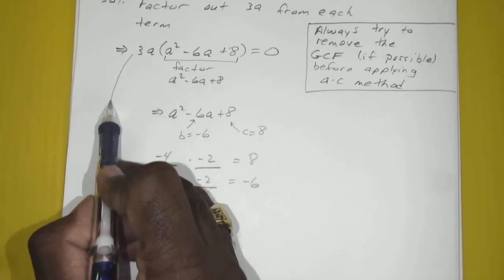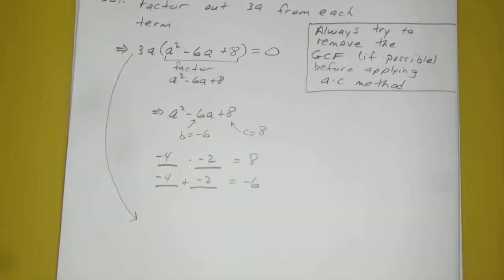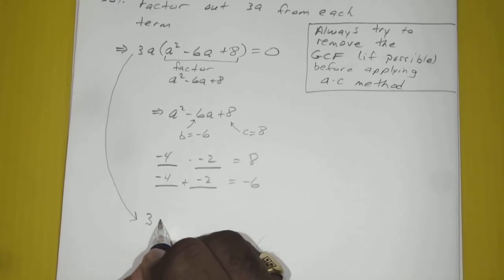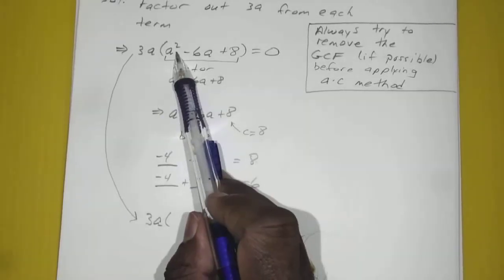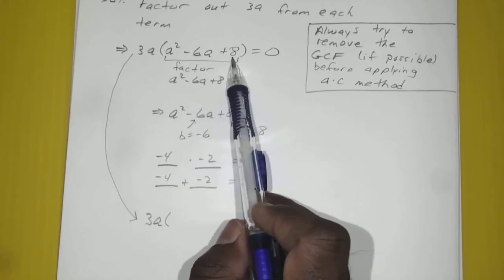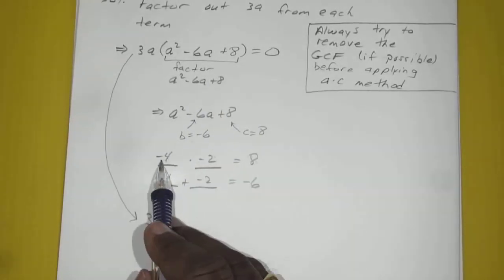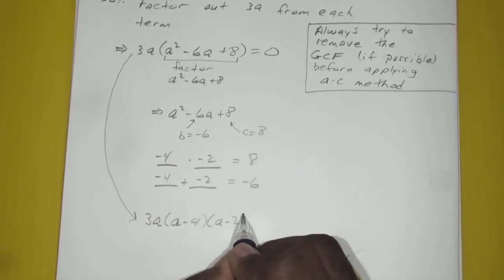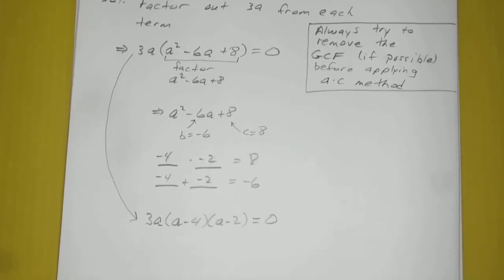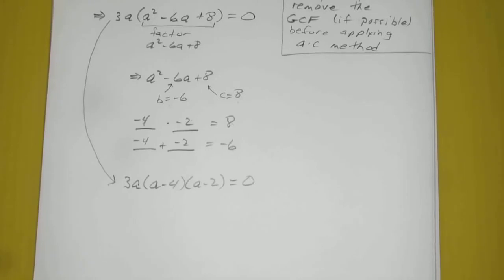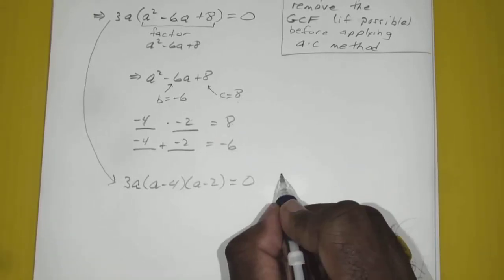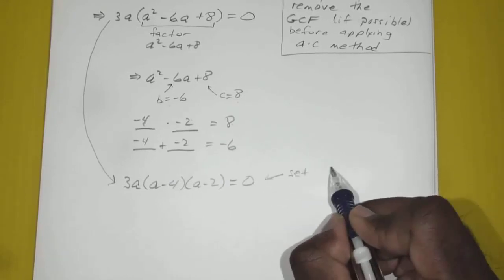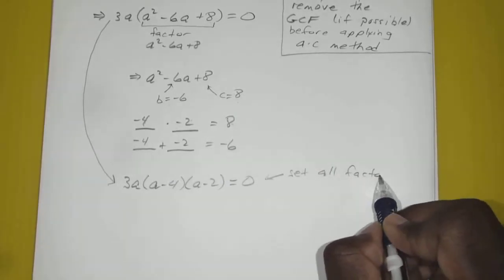Okay, so always remember the value that you factored out. So you have 3a, and a squared minus 6a plus 8 just becomes a minus 4, a minus 2 equals 0. Okay. Now it doesn't matter if you have 4, 3, 4, 2, however many factors, you still do the exact same thing. So once you have it all factored out, once again, you set all factors to 0.